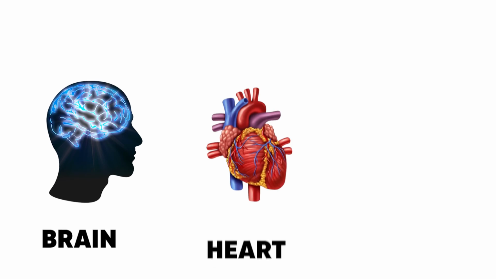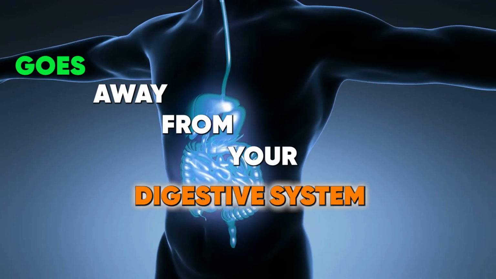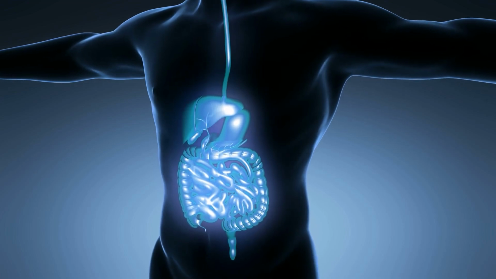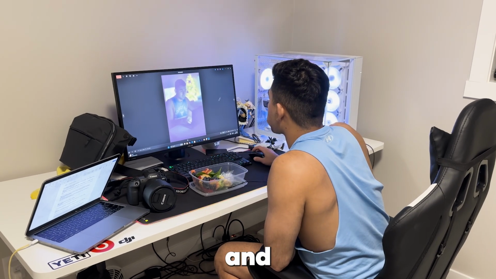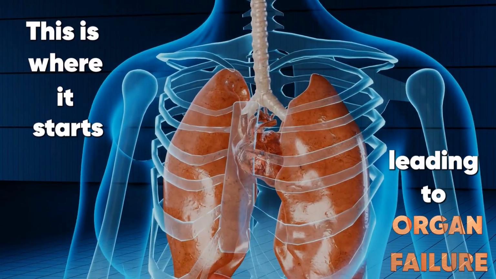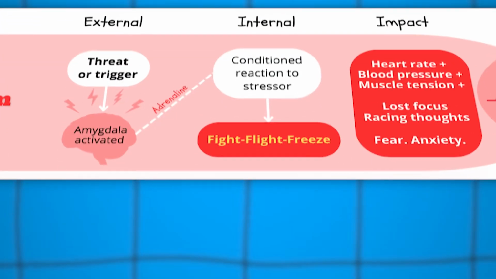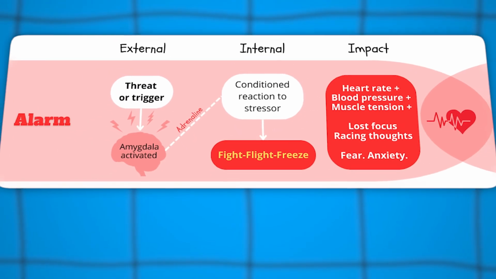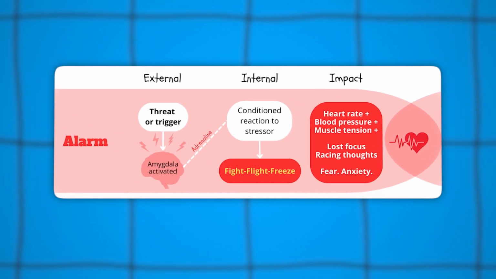Your blood flow goes to your vital organs such as your brain, your heart, and your lungs, and things of that sort, and then it goes away from your digestive system. So you have a low appetite, you're not eating well, and it goes away from your immune system, your higher chance of getting infection. This is where it starts leading to organ failure and things of that sort. So, as you can see, first initial phase, alarm phase, good thing, it's normal. You respond to a stressor and you have the stress response, which is normal.